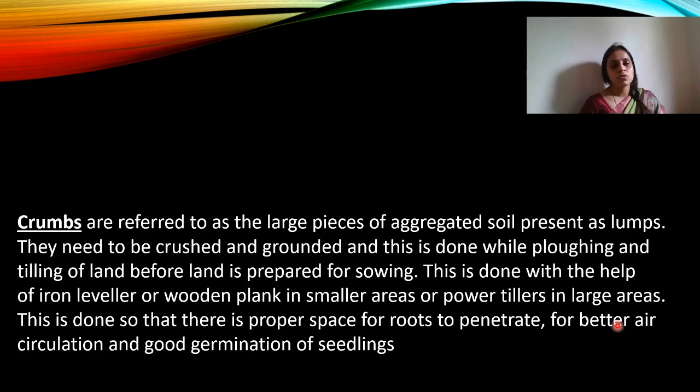Coming to crumbs. These are referred to as large pieces of aggregated soil which are present as lumps. These have to be crushed and ground, and this is done while plowing and tilling of land before any land is meant for sowing. It is done with the help of an iron leveler or a wooden plank for smaller areas, and for larger areas we use power tillers. This is done for proper spacing of the roots, for proper penetration of the roots, for better aeration, and for good germination of seedlings.